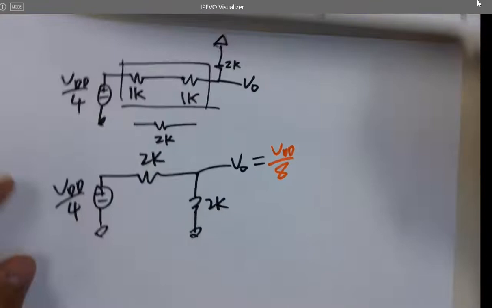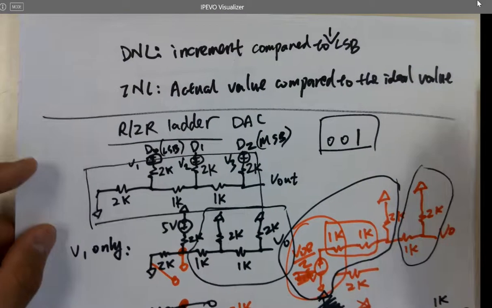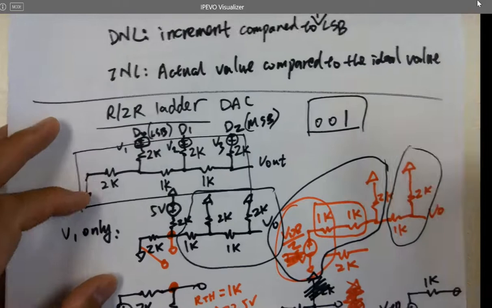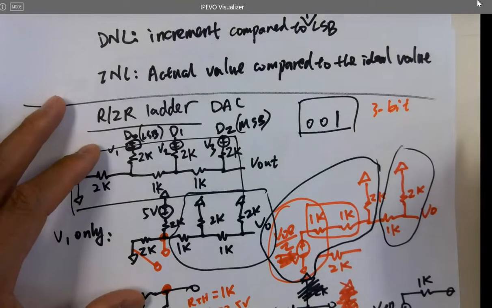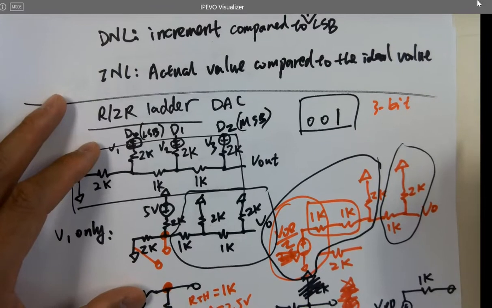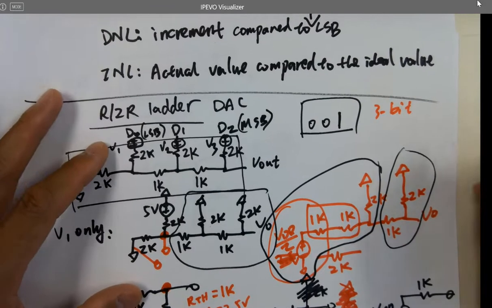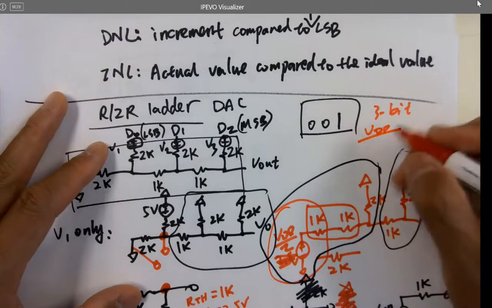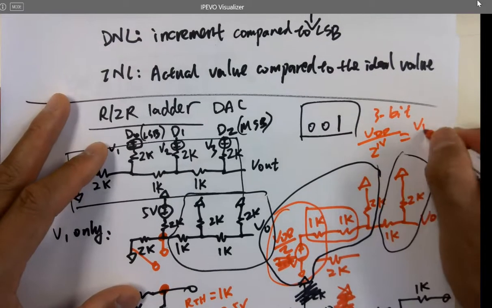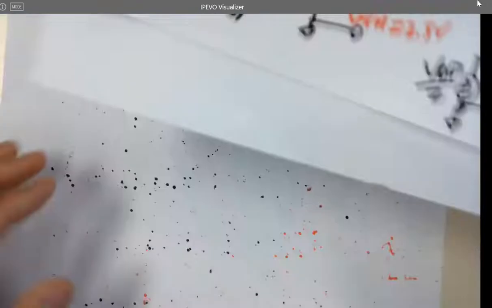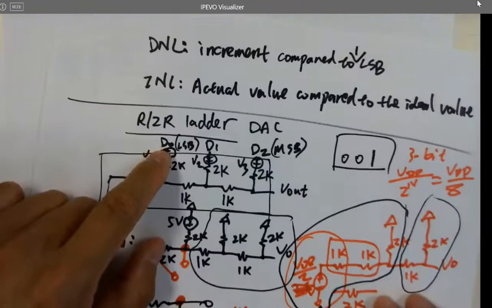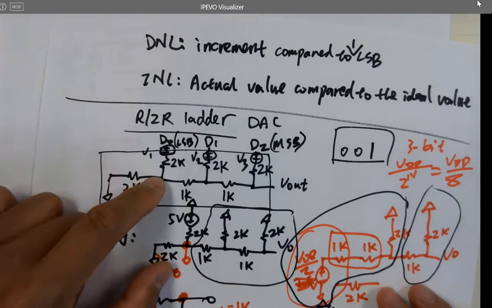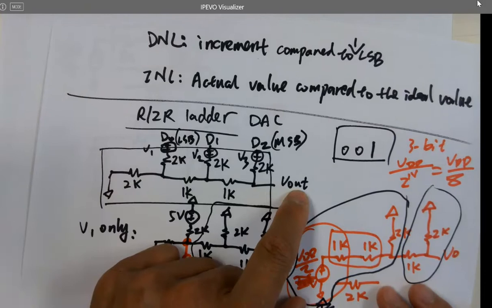And now let's take a look at it. How many bits do I have for this DAC? 3 bit. How many combinations can I have? What's the smallest? What's the 1 LSB voltage output? VDD over what? And now let's see if it's VDD over 8. So it makes sense that whenever this one applies to the circuit, it contributes 1 LSB to V out. Make sense?